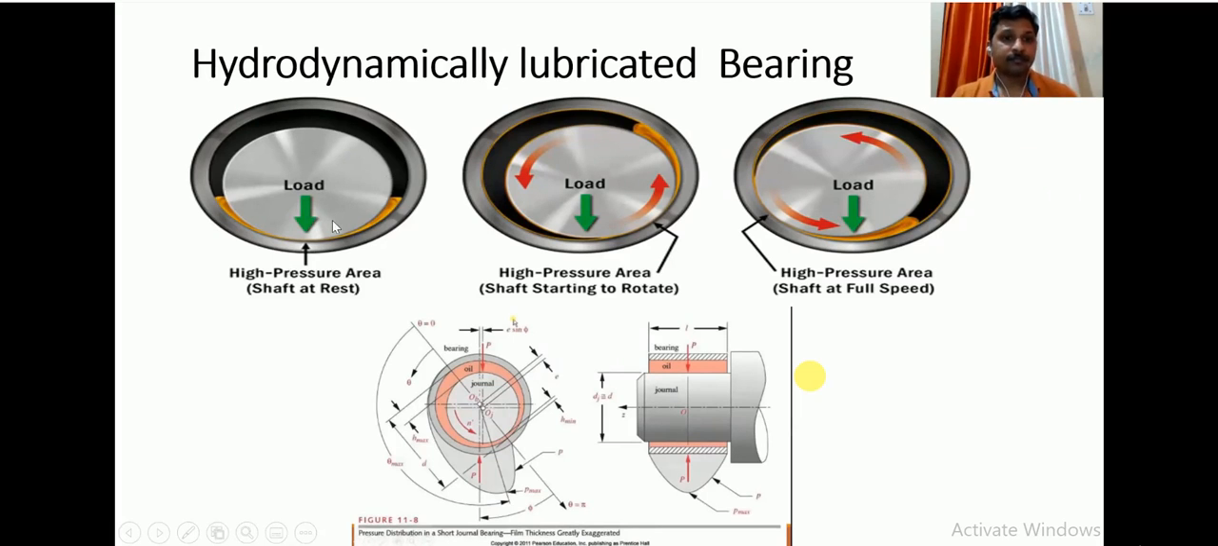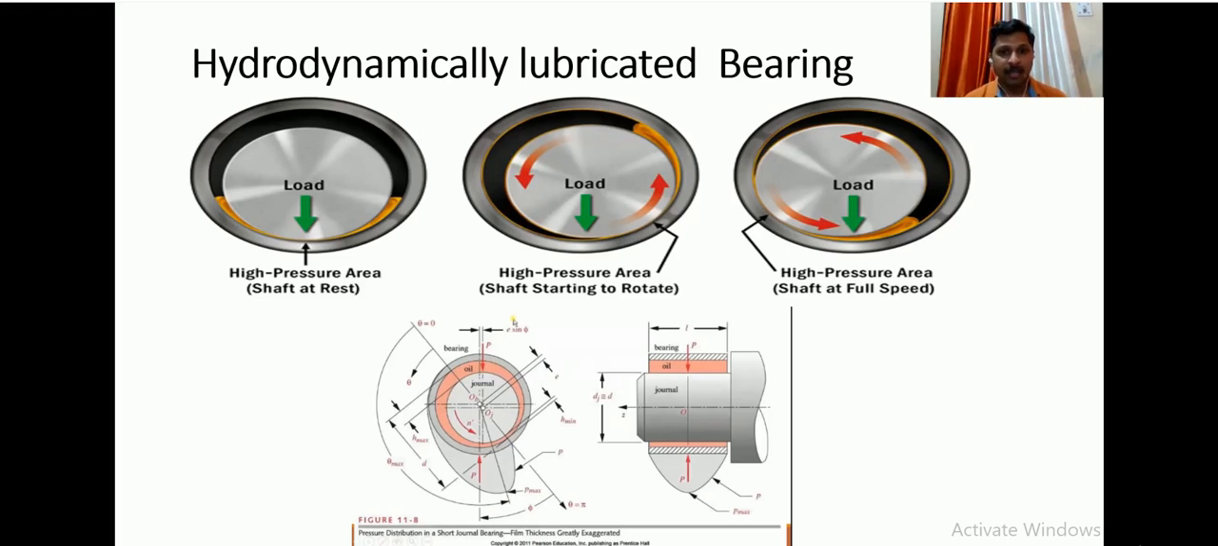The shaft is carrying the load. When the shaft is stationary, the oil fills the space due to the clearance between the shaft and the journal. The vacant space between the journal and the bearing is filled with oil. When the shaft is stationary, what will happen? Due to the load on the shaft, it will rest over the bearing surface, and there will be a metal to metal contact.